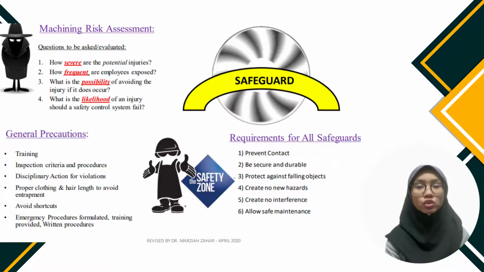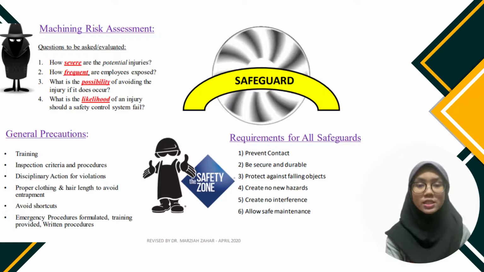a safety control system fail. Also, there are some general precautions that need to be taken, such as training, inspection criteria and procedures, disciplinary action for violation, proper clothing and hair length to avoid entrapment, avoid shortcuts, emergency procedure formulated, training provided, and written procedure provided.